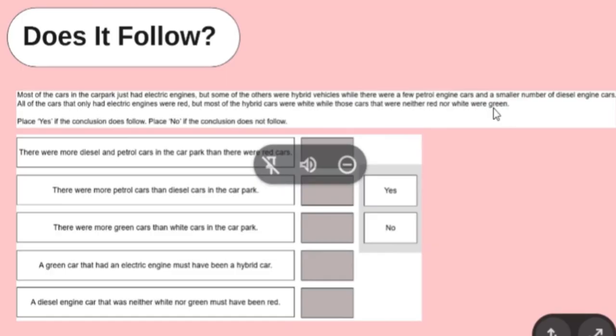Because that is the only mention of green. It fits that statement. Then we've got the last statement: a diesel engine car that was neither white nor green must have been red. So that's a pretty strong statement, as well as the one we just had. Must and neither are very strong statements, and you need to find that evidence to back it up.